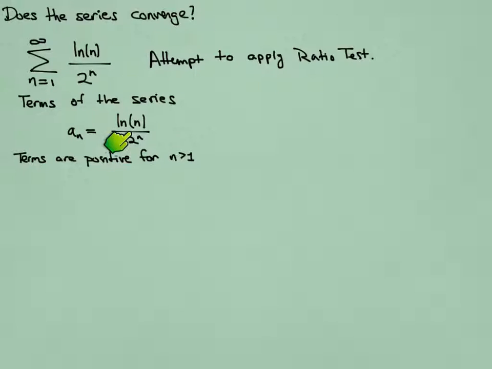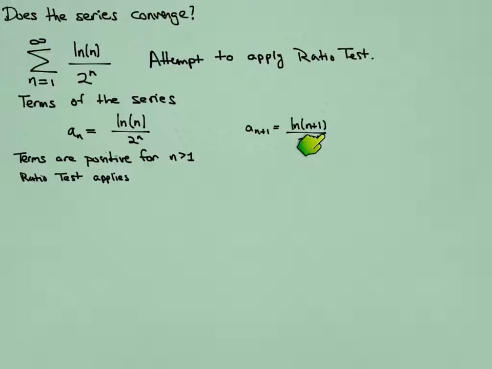When n is equal to 1, the log is equal to 0, so that term's actually 0, but it's not so relevant what happens to the first few terms. As long as they're eventually always positive, I can apply the ratio test. To do so, we're going to look at the next term in the series. I'm going to look at a_(n+1), and that just means evaluate my nth term, but now at n plus 1 instead.